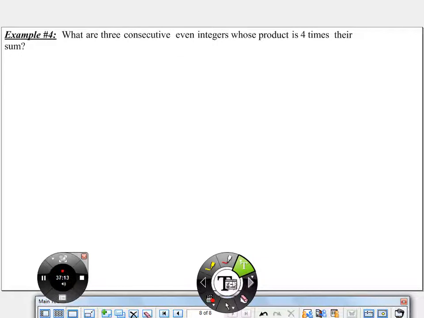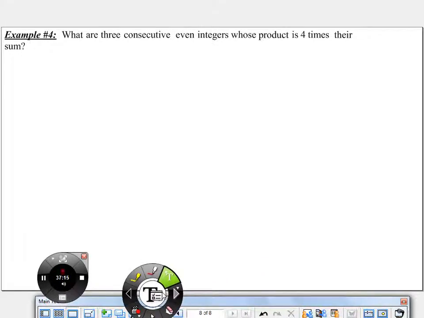All right. So, the word problem says, what are 3 consecutive even integers whose product is 4 times their sum? Okay, mouthful, right? Like a lot of math vocabulary there. So first of all, let's talk about consecutive even integers and how we would represent them. What do you know about consecutive even integers? Eric? They increase by 2.